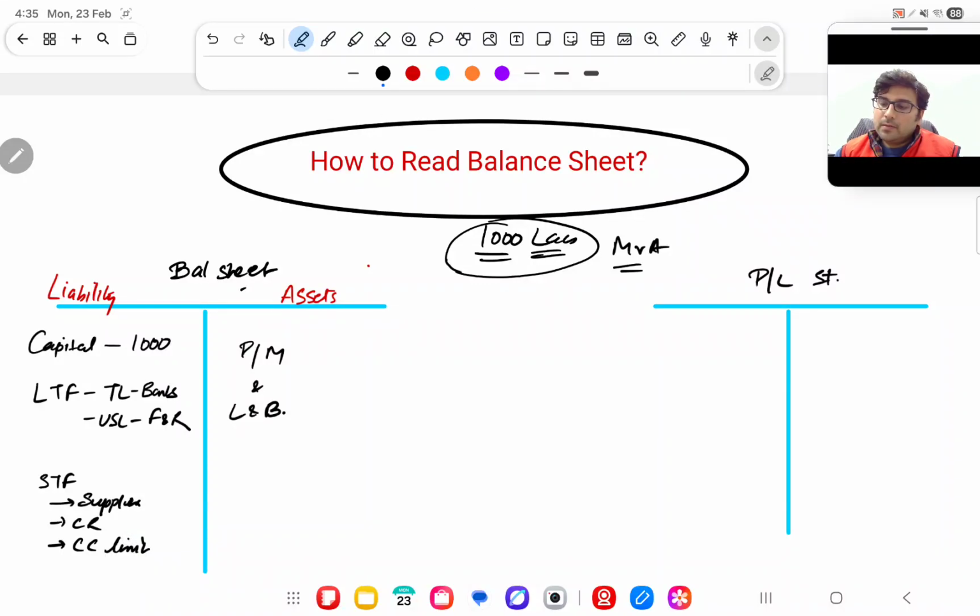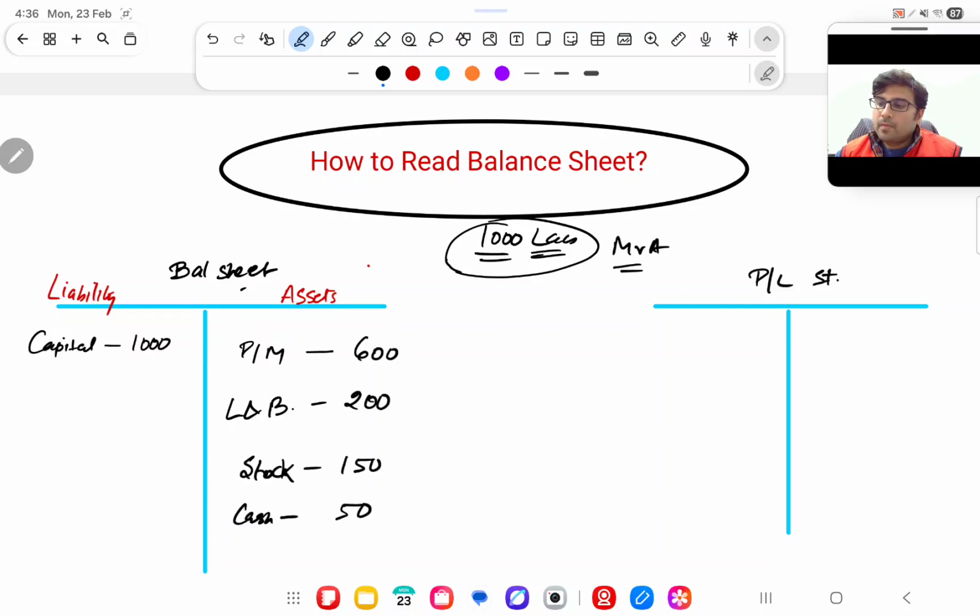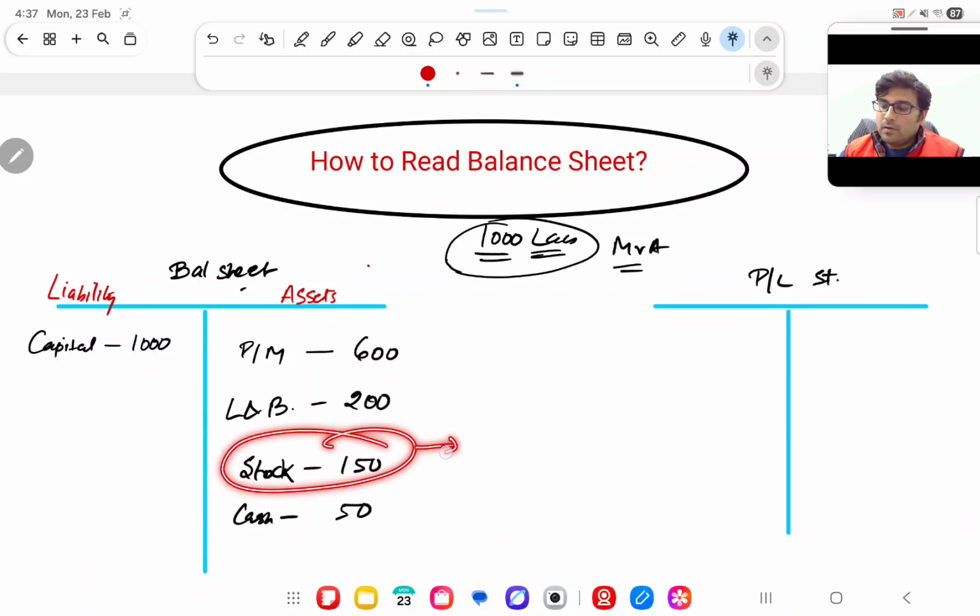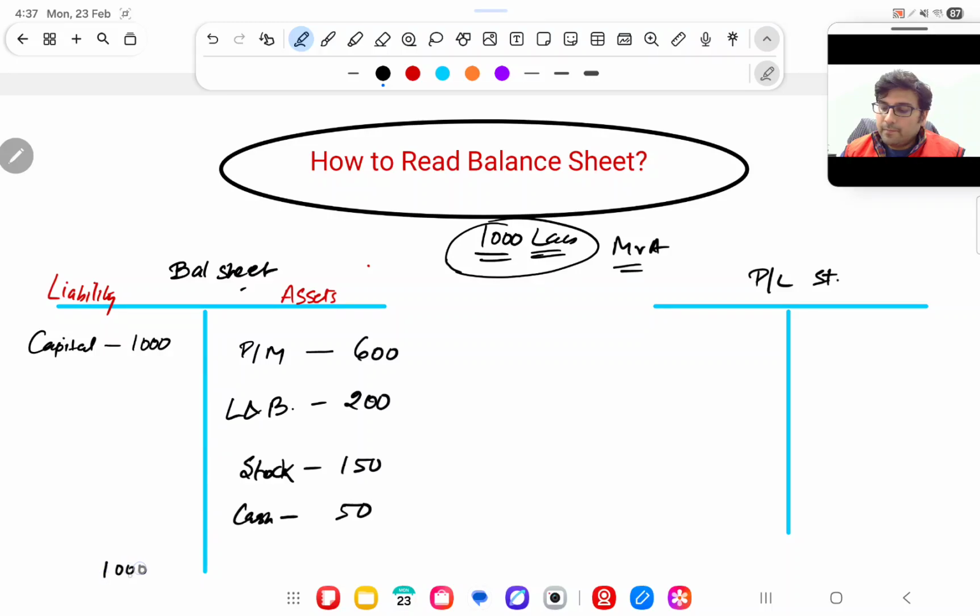For the time being, let us consider only the capital for understanding of balance sheet as of now. Let us assume that out of 1000 which he was having, he has purchased plant and machinery worth 600 lakhs, whatever. Then he has invested on land and building 200. Then 800 is removed here, it is invested here. Out of remaining 200, he has purchased goods worth rupees 150, and he's left with 50 only. So both side of the balance sheet is matched.